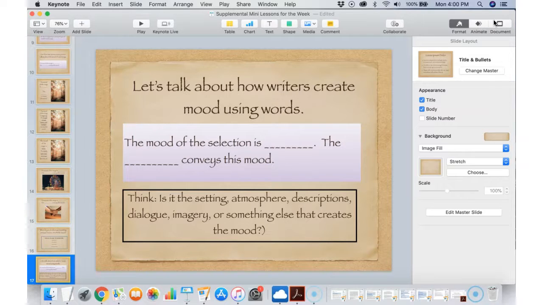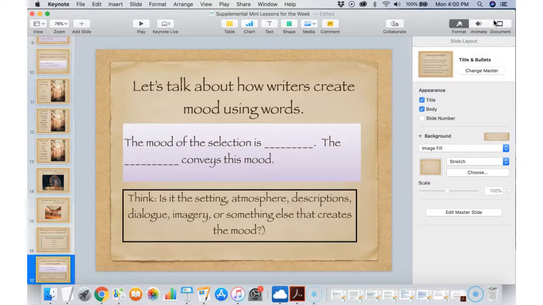All right, so we've already used these sentence pieces, right? The mood of the selection is blank. What details convey the mood? So you could think, well, are we thinking about the setting? Are we looking at the atmosphere, the descriptions, the dialogue? Is there imagery? What is it that the author is using to create a certain mood?